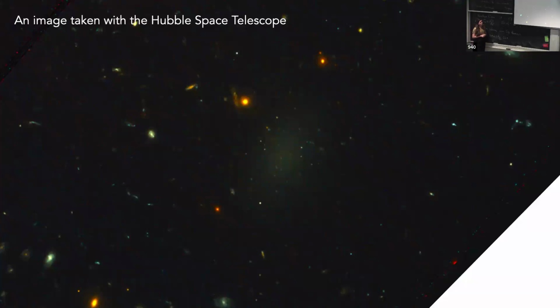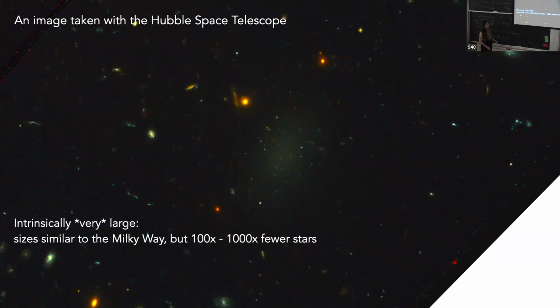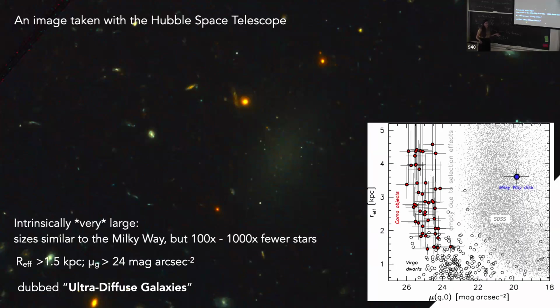But if you take an image with Hubble, well, it's very faint, but it's there. It's kind of bright here. This is how it looks. Can you see it? Sort of right here. So what was great and surprising about this discovery is that these galaxies were very large physically, sort of 3, 4, 5 kiloparsec, but they had stellar masses or luminosities of dwarf galaxies. So we call them ultra diffuse galaxies. Some people don't like this name, but whatever.